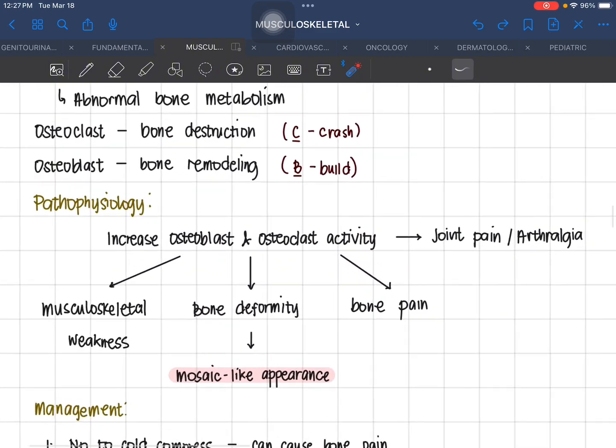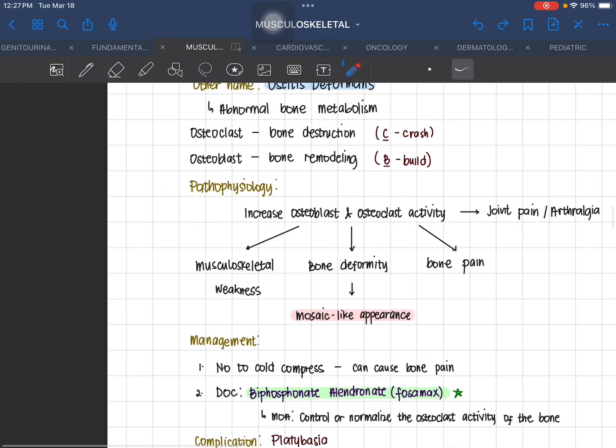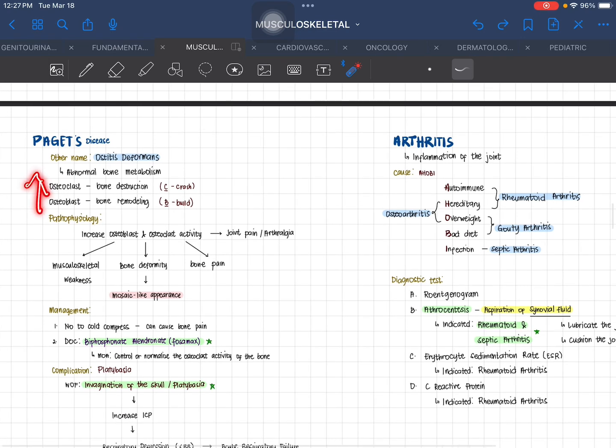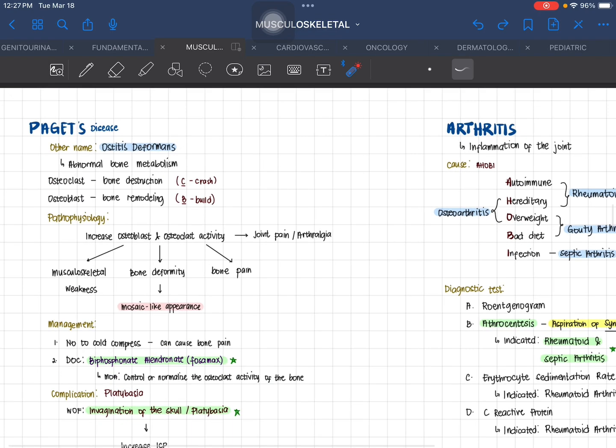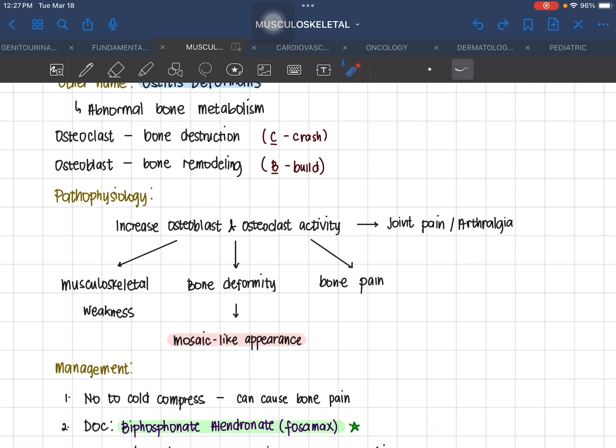So, let's proceed to the pathophysiology. When your osteoclast and osteoblast activity are increased, it will result in joint pain or arthralgia. That's the abnormal metabolism. If the metabolism of your bone increases, the destruction of your bone increases, and the remodeling of the bone also increases. Of course, that's abnormal, so you will experience joint pain or arthralgia. Let's highlight that.